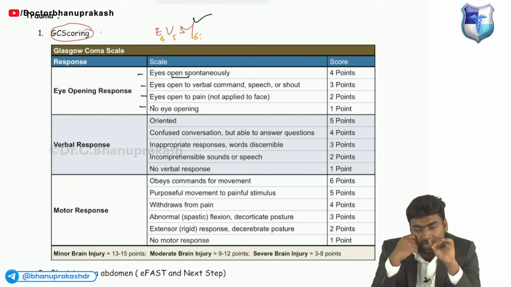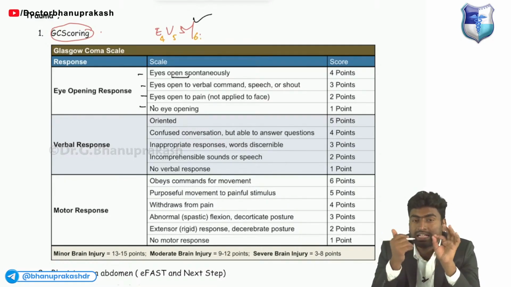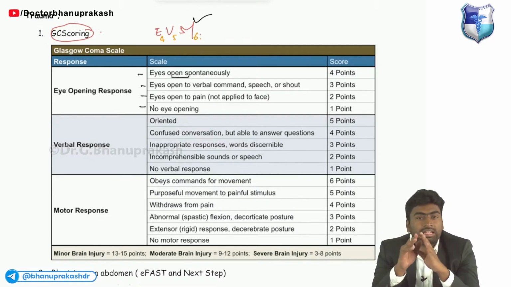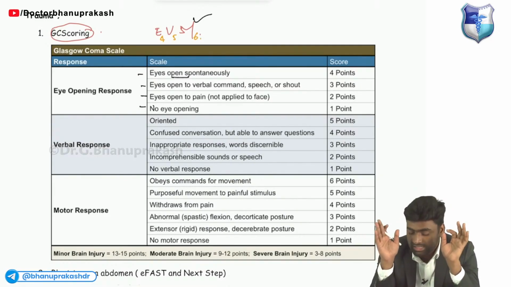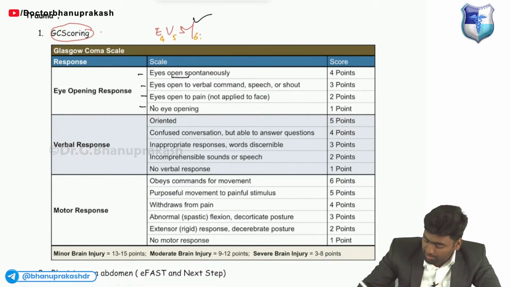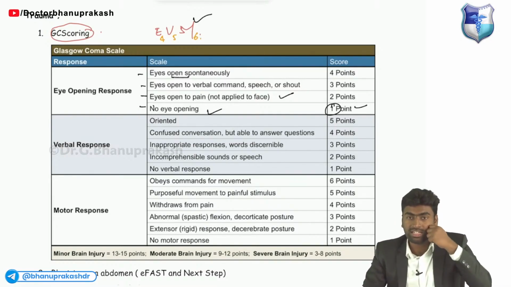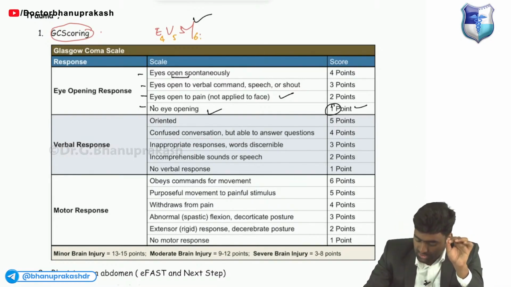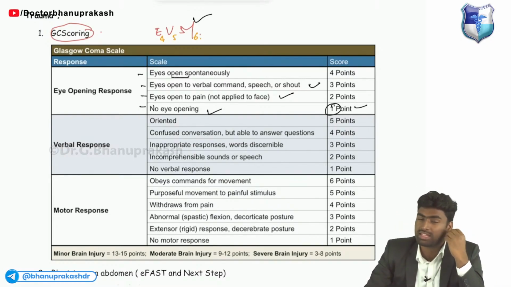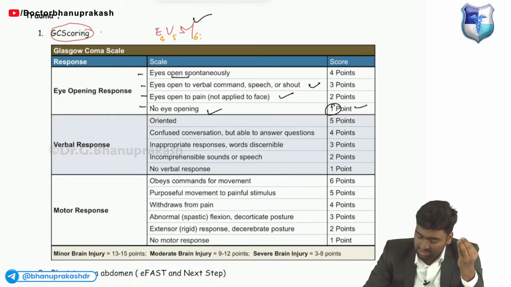Then you give a painful stimulus, and only then he opens the eyes, then it is E2. But if he is not responsive, then it is E1. Okay, the minimum point is 1. If it is no response, it is E1. If he opens to pain while you are pinching, it is E2. If he opens when you are shouting, it is E3. Whereas if he opens by himself, it is E4.